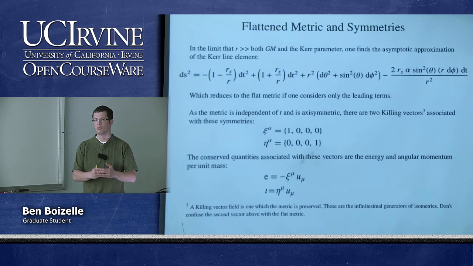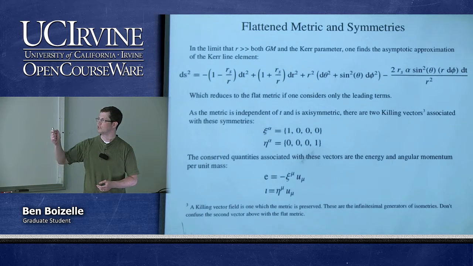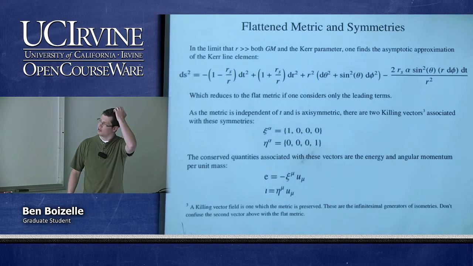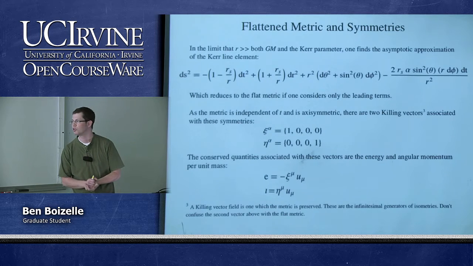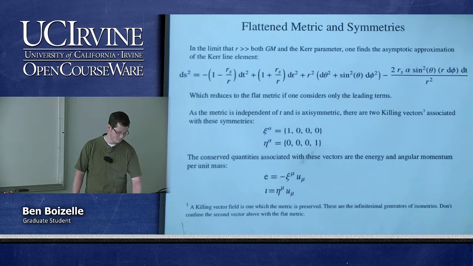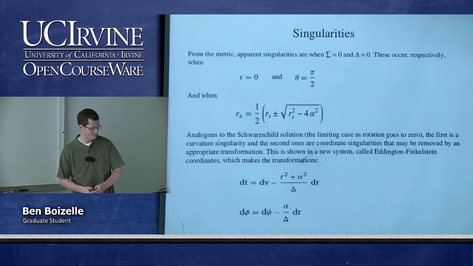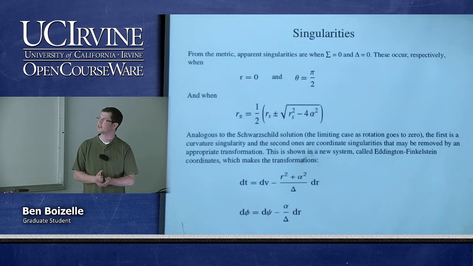So if you were to translate it along one way, the metric would be unchanged. There's a little explanation down here if you'd like to read it. But the Killing vectors are associated with a time component and an angular rotation component, the phi component. And they have conserved quantities that go along with them. For the u here being the four velocity, you have a conserved energy, E, and angular momentum, L, per unit mass. We'll get back to that in just a second.